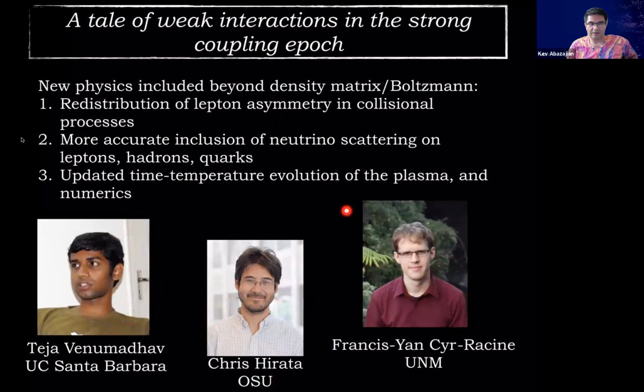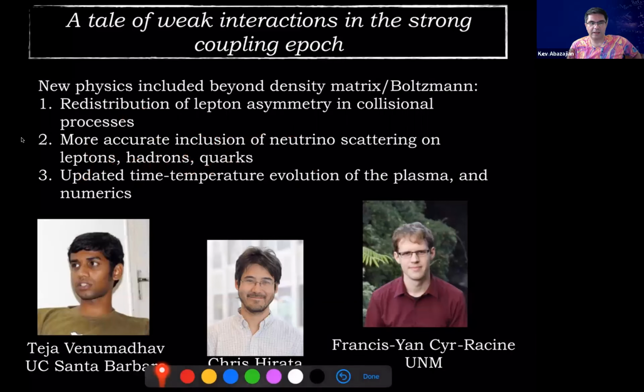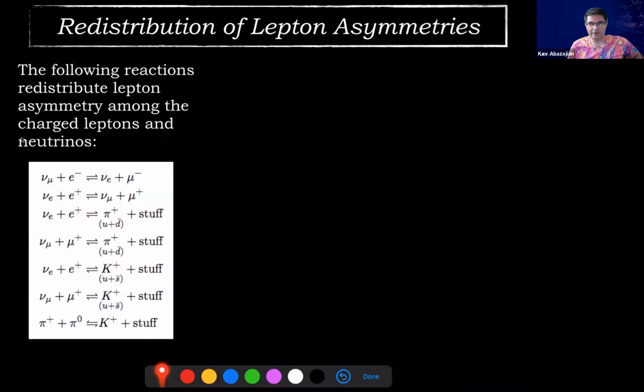And Francis Yan and Teja had pointed out that the hadronic processes could redistribute the lepton asymmetry collisionally. And so holding all of the lepton number that was done in the original calculations as being in one flavor doesn't work. It will get redistributed. And so that was included in this work that they proposed and completed. We also included a more accurate neutrino scattering database, including momentum dependent scattering. And we updated the time temperature evolution of the plasma and updated the numerics. However, I think it's still in Fortran 90.